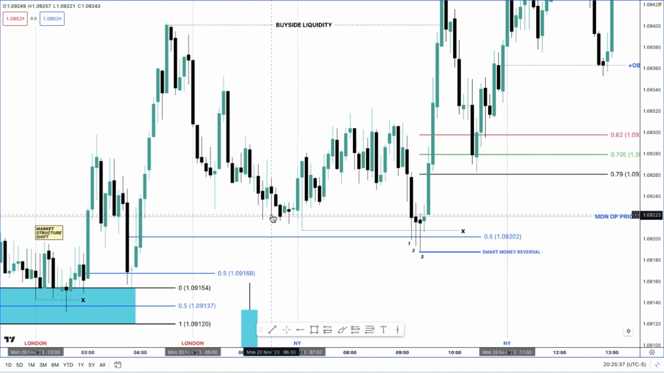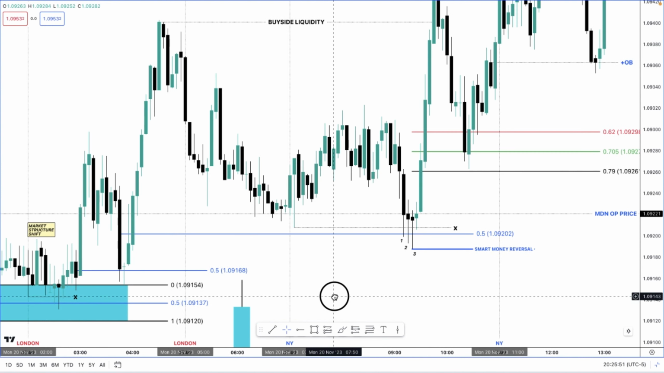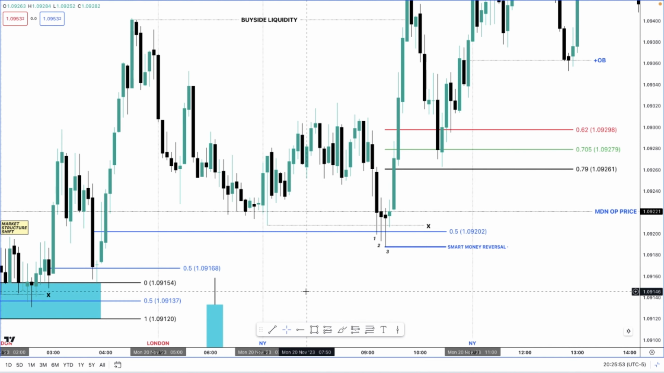But look at the bodies. None of the bodies are closing below the mean threshold. Can you notice that? Only the wicks are trading below the mean threshold. That is a small signature in price confirming that price is in a buy program. In fact, it does indicate that price is in a buy program.